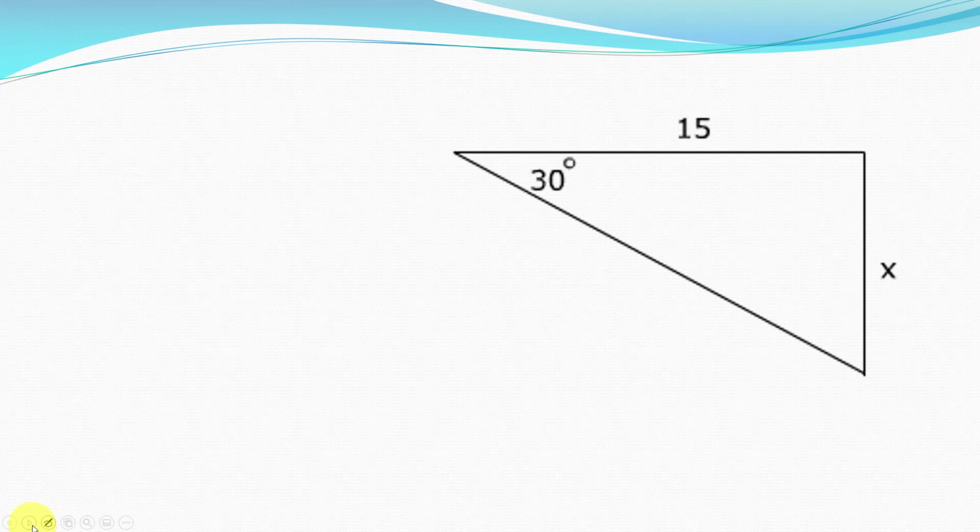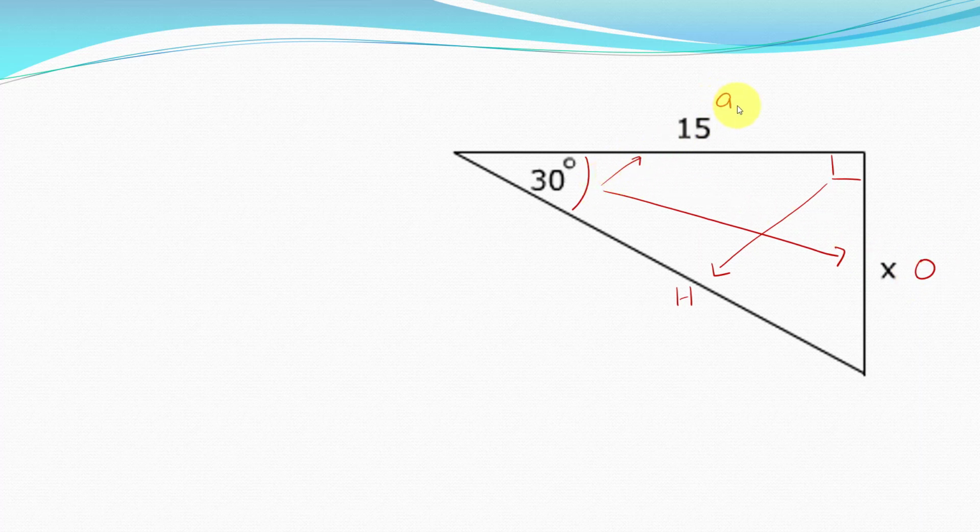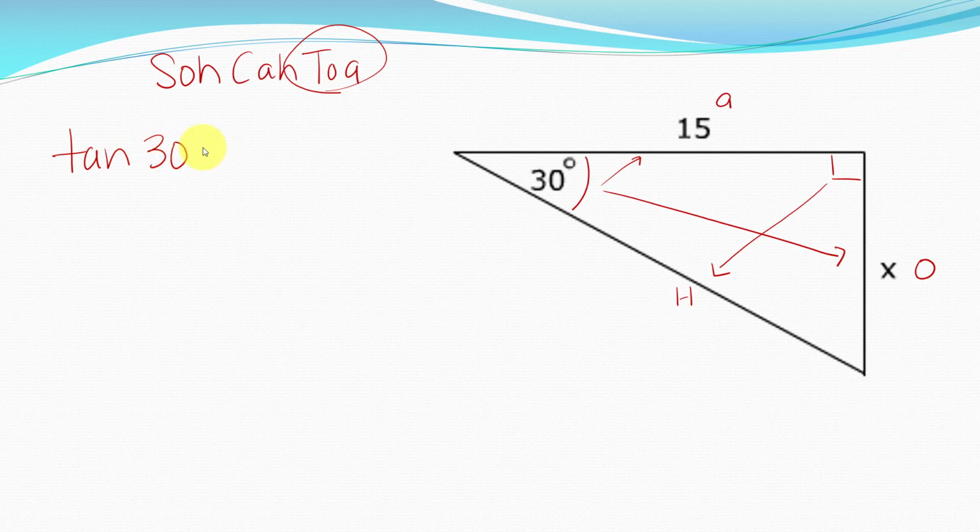Okay, so I'm going to label. Here's my right angle. This is my hypotenuse. I don't have the hypotenuse, and I'm not looking for the hypotenuse, so that's not going to matter here. This is my angle, so this is the opposite to it. This is adjacent to it. So I'm going to look at SOHCAHTOA and see which trig function I need. I need O and A, which is tangent. So tangent of 30 degrees is equal to opposite, x, over adjacent, which is 15.